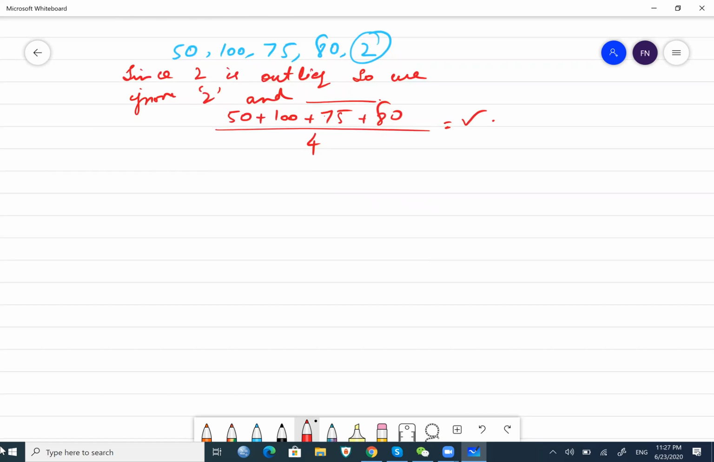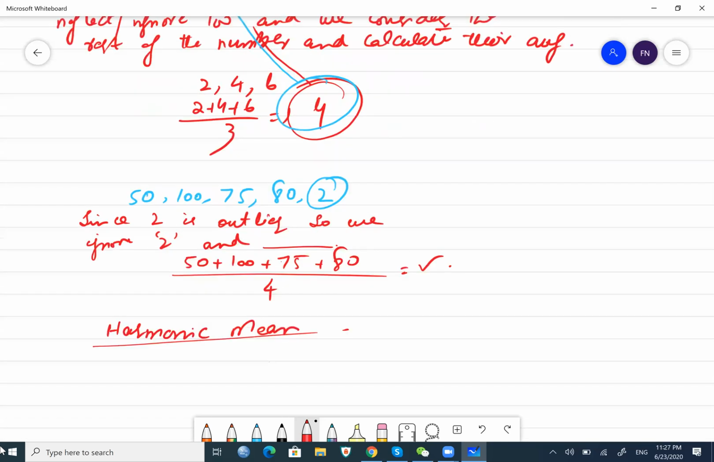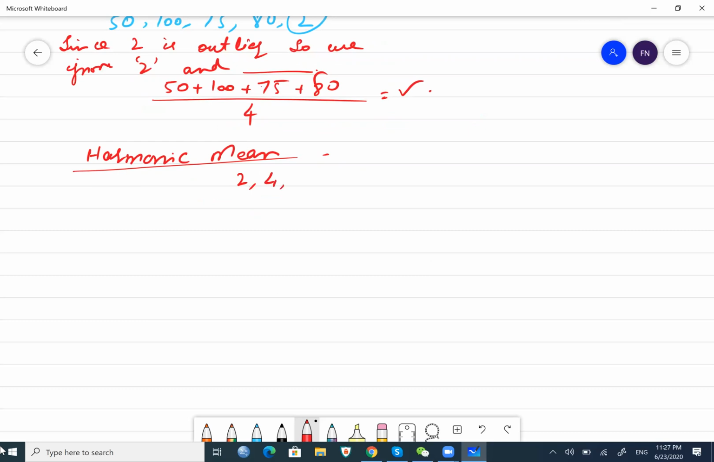Another one is called the harmonic mean. When do we use the harmonic mean? For example, you have data. Let's say I consider the example we did before: 2, 4, 6, and 100. If you don't want to exclude the outlier, in that case we apply the harmonic mean.